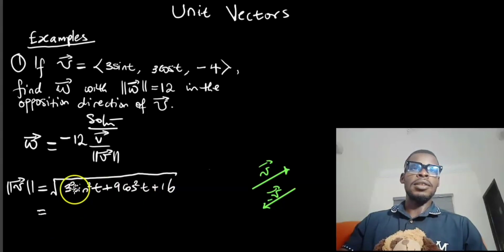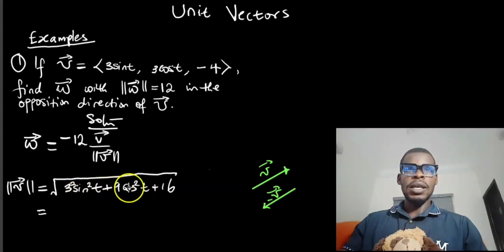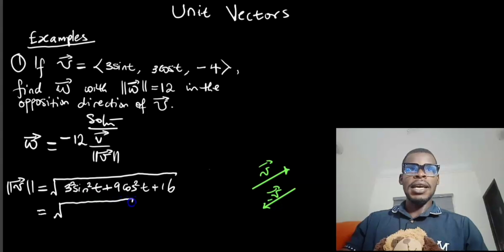Maybe let's simplify this a little bit. Notice this is 9 sine squared and this is 9 cosine squared. Of course, you know that when you factor out the 9s, you get sine squared plus cosine squared of the same angle. The result is just 1, which will give us 9 times 1. That's 9. Then we add 16 to that. So this should give us square root of 25. And we're going to get the positive result, which is just 5.